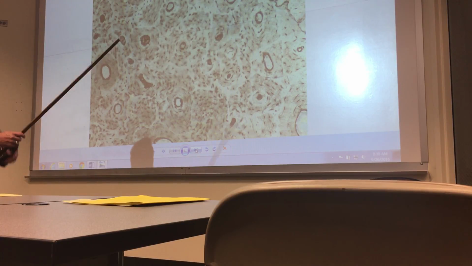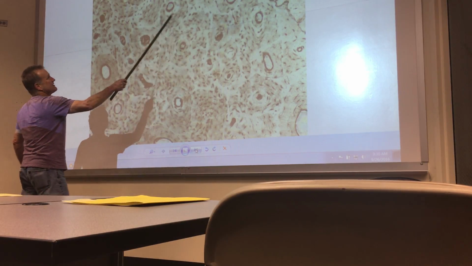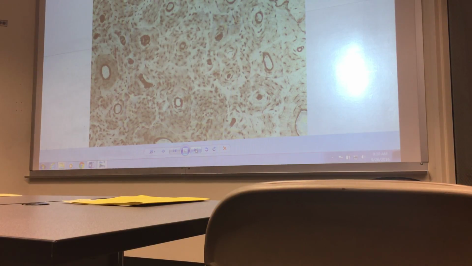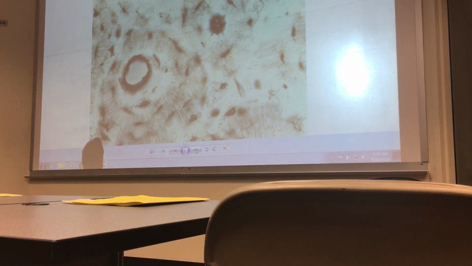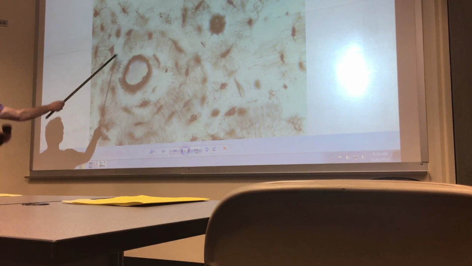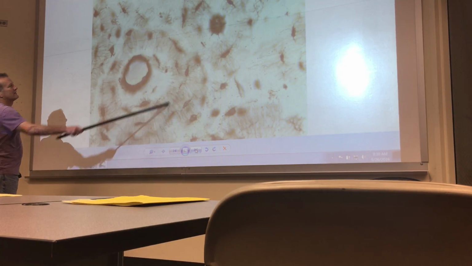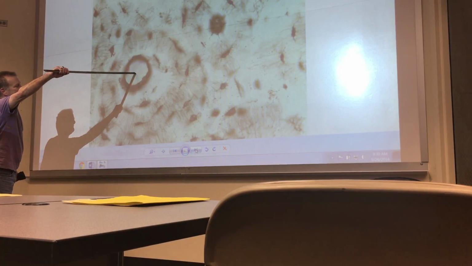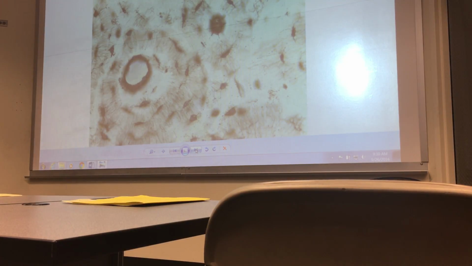In the last picture, there's one, there's one, there's one. What are those things? Haversian systems. The Haversian systems are divided into rings. What are the rings called? Lamella. There's a hole in the middle of the Haversian system called the Haversian canal.